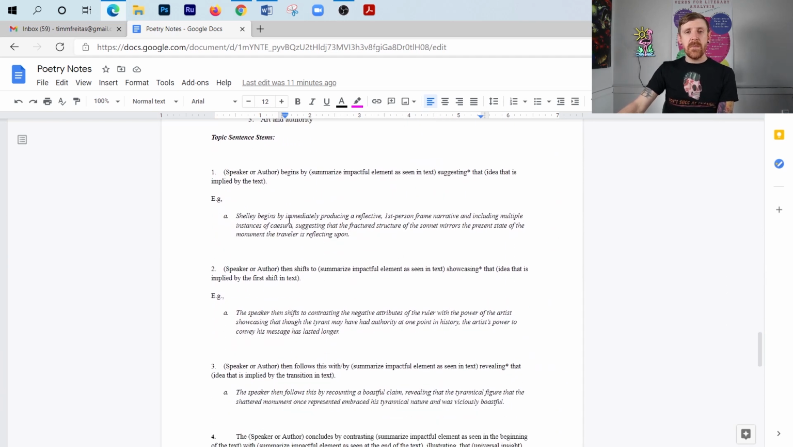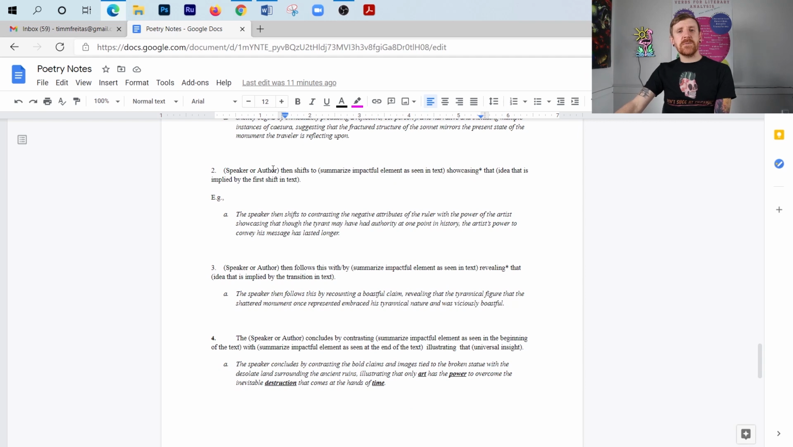And including multiple instances of caesura, so I'm commenting on that, suggesting that the fractured structure of the sonnet mirrors the present state of the monument the traveler is reflecting upon. So now what I'm doing here is I'm talking about the structure of the narrative and the structure of the poetic lines, and I'm comparing that to the structure itself that's together but crumbled. And so that right there is going to be my first body paragraph. I'm going to talk about how those structural elements mimic what's actually going on in the poem itself.